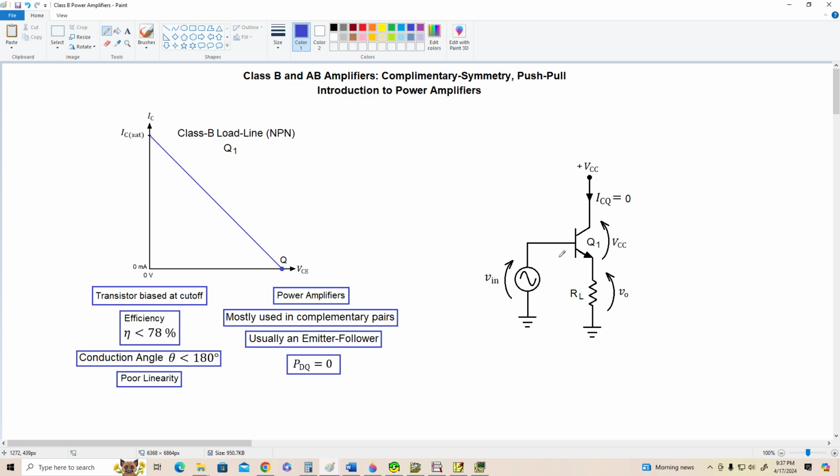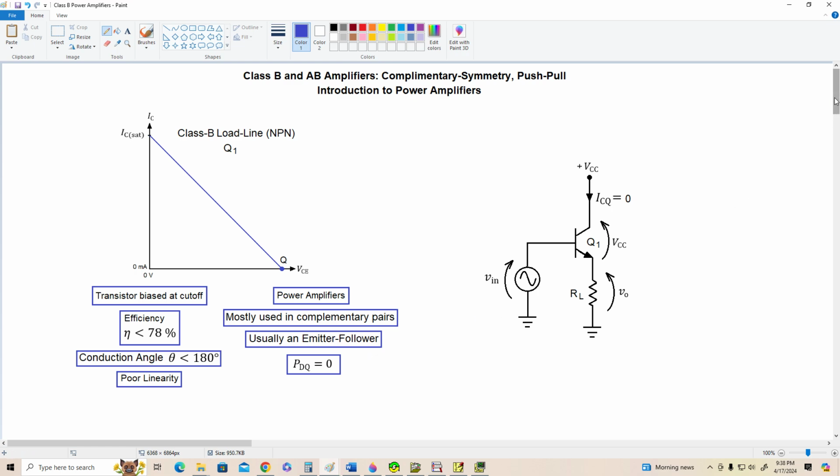Alright, so we can kind of summarize all the characteristics of this circuit over here. Number one, the transistor is biased at cutoff. The maximum efficiency for this circuit is 78%. We're always going to run at something less than that. The conduction angle of the transistor is less than 180 degrees because we have to overcome the barrier potential before we get anything out of this amplifier. It's got poor linearity. It is used in power amplifiers, and if you want a practical circuit, you have to add a complementary PNP transistor to get this circuit to be functional. Usually it's going to be an emitter follower, as we have shown here, and PDQ equals 0.